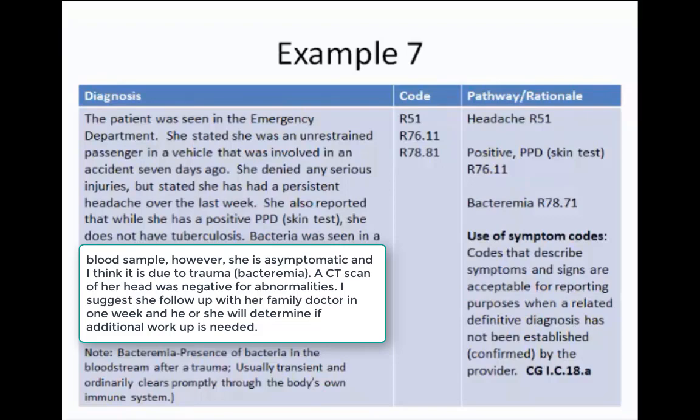workup is needed. I let you know in the note there at the bottom that bacteremia is when bacteria is present in the bloodstream after an insult, traumatic insult. It usually clears itself, and it is not indicative of any kind of infection, but we do report it with an R code. So we have the headache, the positive PPD, and the bacteremia all reported as symptom codes in her case because there's nothing more definitive that we can offer.